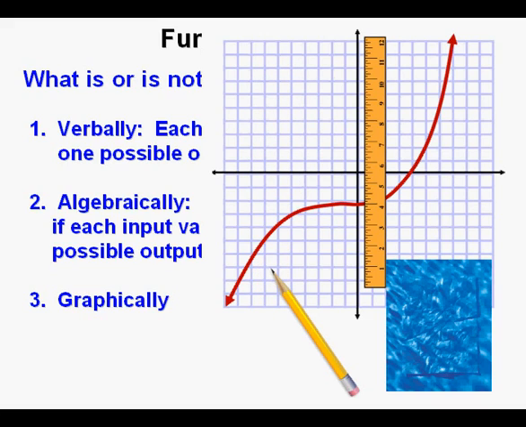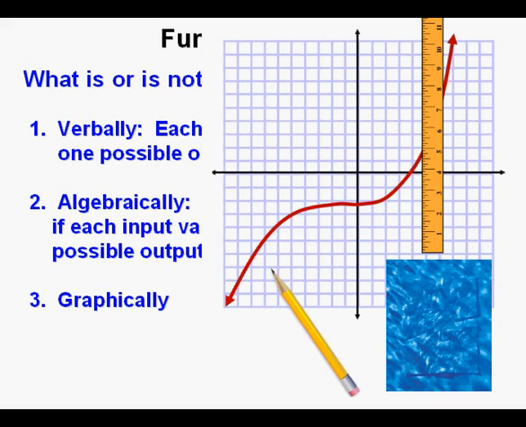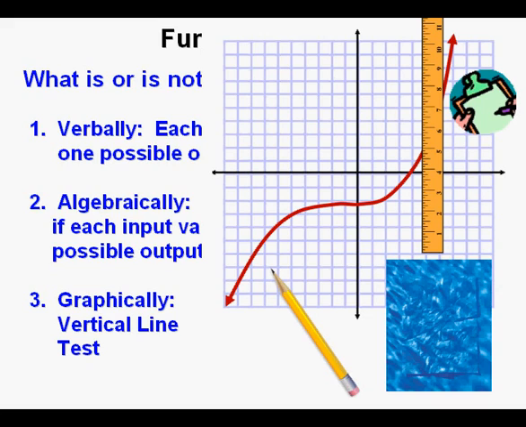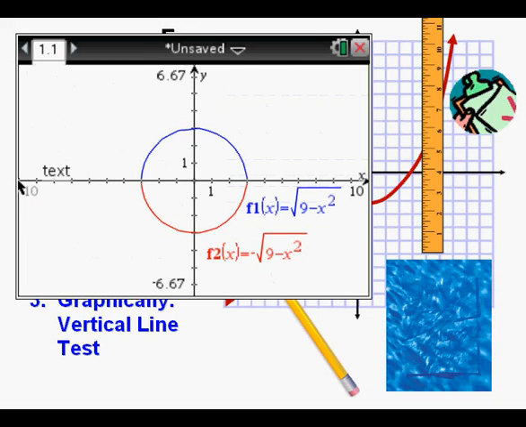If the vertical line touches the graph in more than one place, the graph does not represent a function. But in this case, we see that the vertical line of the ruler never touches the graph more than once. We say that this graph passes the vertical line test and is therefore a function. Check. Next, we'll bring back what we looked at earlier when we graphed the equation of a circle.